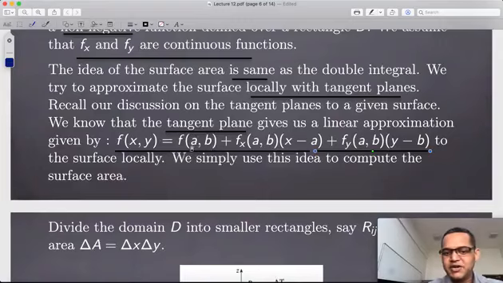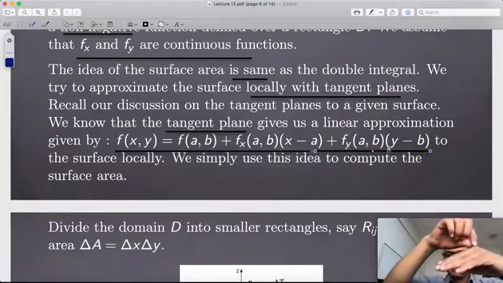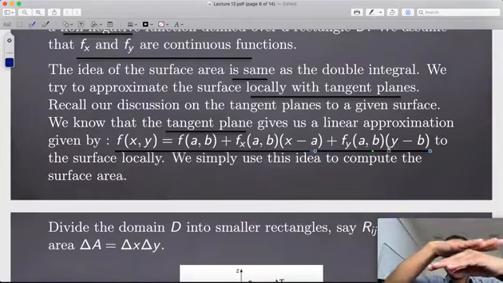So at any point a comma b, you take any point a comma b, and then in a small neighborhood of that point, if you take x and y, then I have this approximation of f. Okay, via this linear equation. So this is very important. Okay, why? Because when I say linear equation, I am going to get x and y. Okay, so x and y, these are the length and width. So I am going to get the approximation of the surface at a point by a plane.